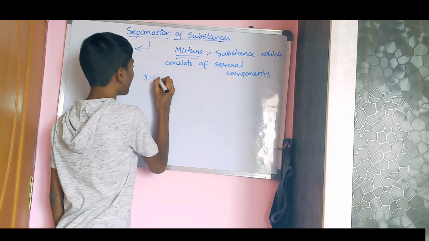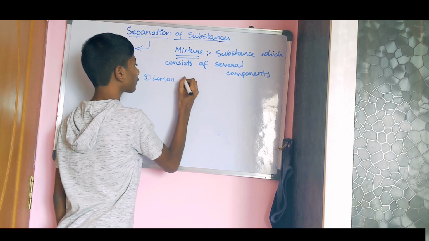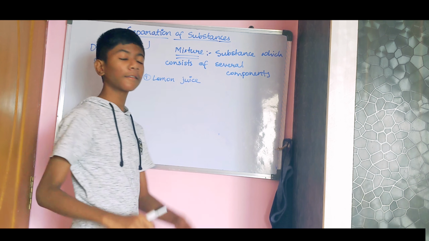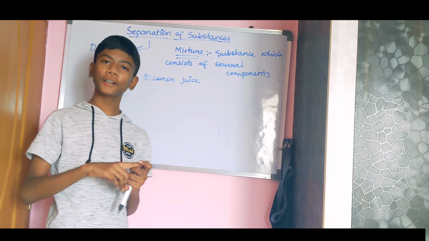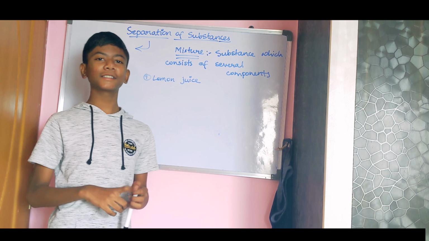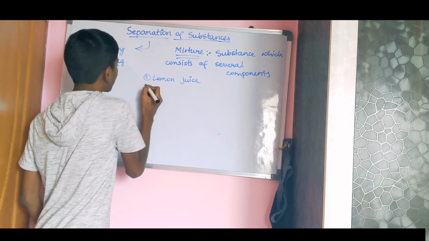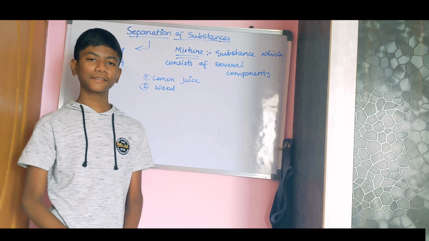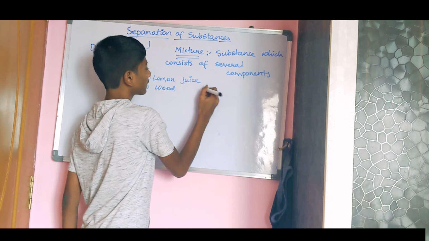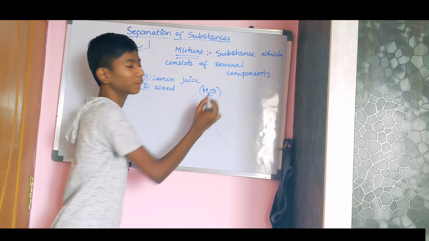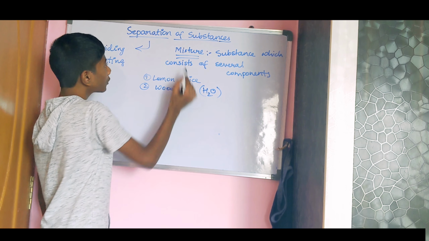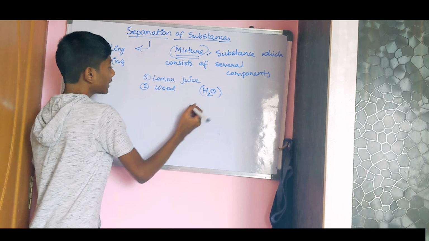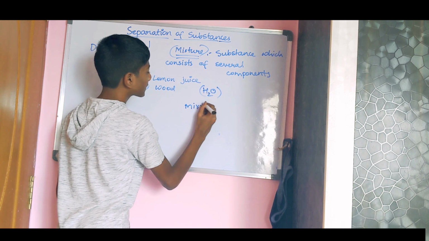First one is lemon juice. Lemon juice consists of many components. One is water, lemon, sugar, salt, etc. Next one, wood. Wood also consists of two main materials. First one is cellulose and another one is water, H2O. So next we are going to sort mixtures. Mixtures are of two types.